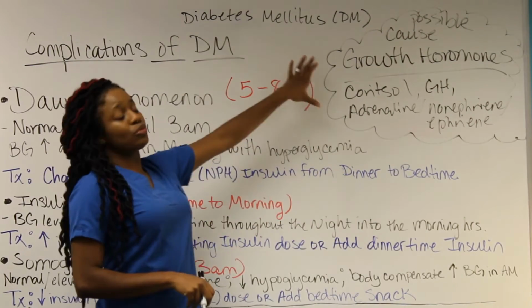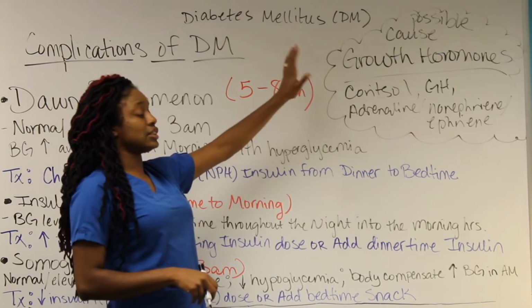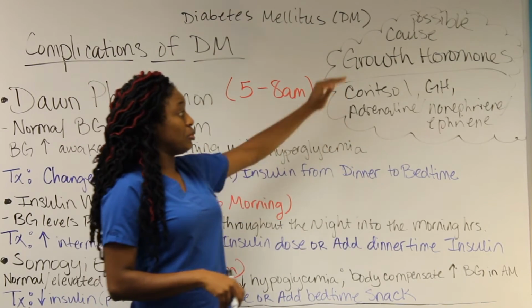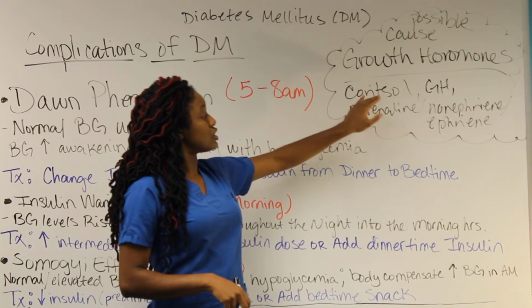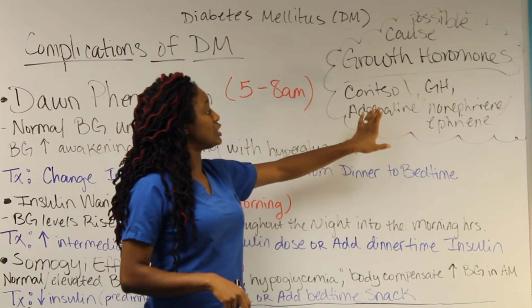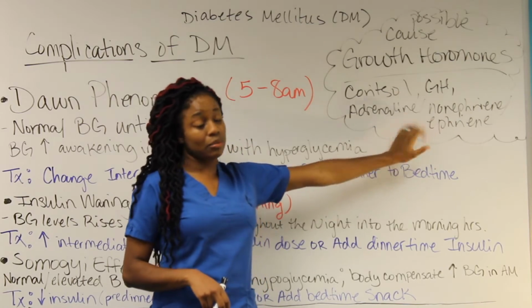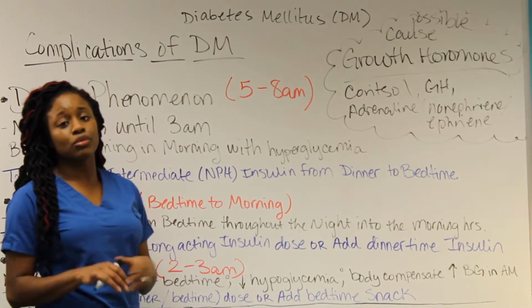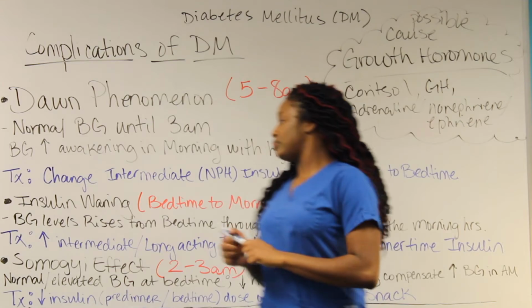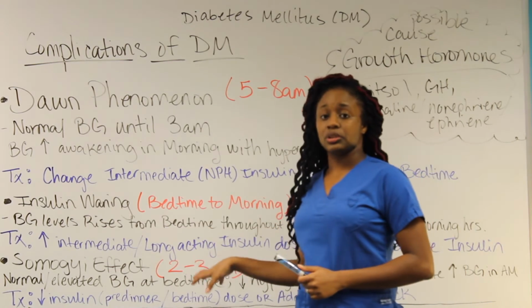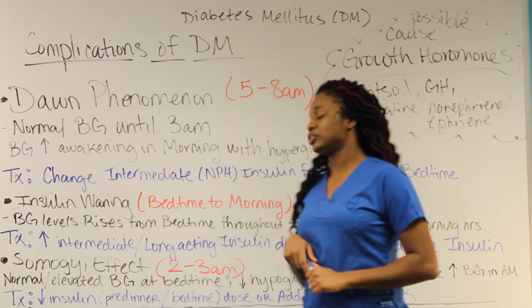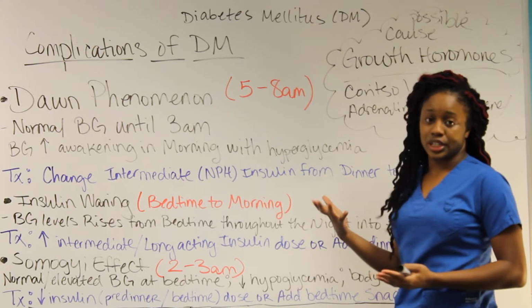Okay? So this is what researchers are saying is the cause of the increase. Because of the growth hormones, whether it's cortisol, the actual growth hormone itself, within the adrenaline you have the norepinephrine and epinephrine, that are secreting these mechanisms that are going to end up resulting in a high blood sugar. So how do we treat it, right?